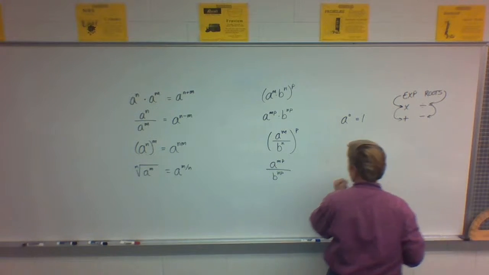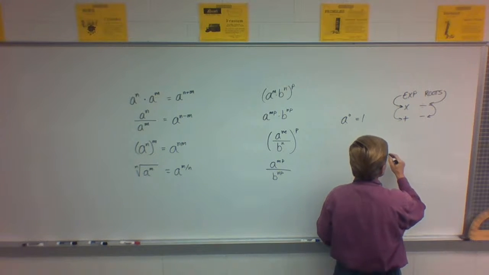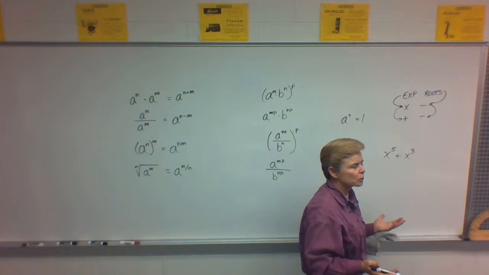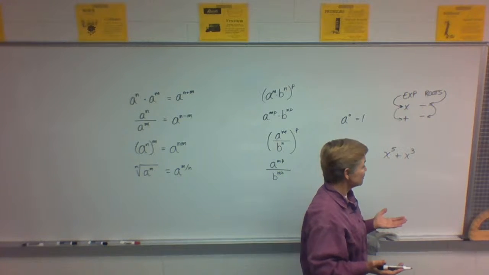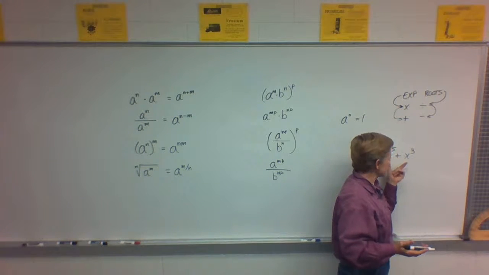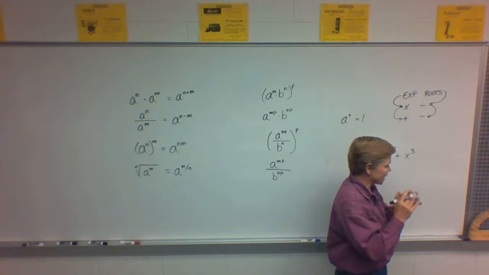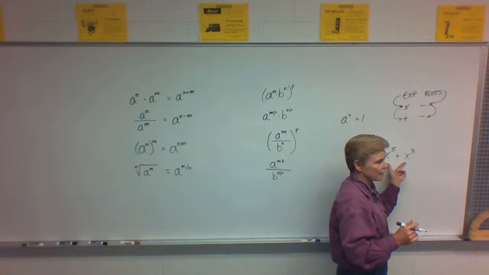Now, this is not a list of properties, but what happens if we decide to do this? If we have x to the 5th plus x to the 3rd? What if ultimately we're trying to add? What do we do with the little guys? Nothing. They're not like terms. You can't combine these. Combine is a word for addition and subtraction together in one thought. You cannot combine these because they're not alike. There's nothing you can do with this.